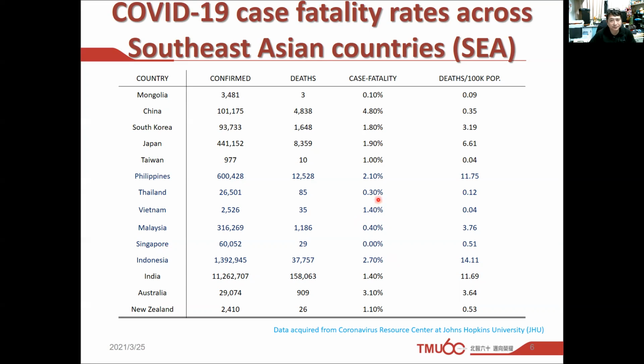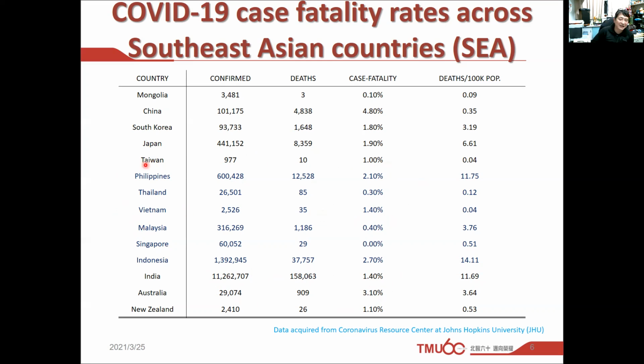Okay, and it's demonstrated that the countries in this region performed pretty well compared to India, Australia, and New Zealand. Especially India, you see a lot of people suffering from this kind of disease.